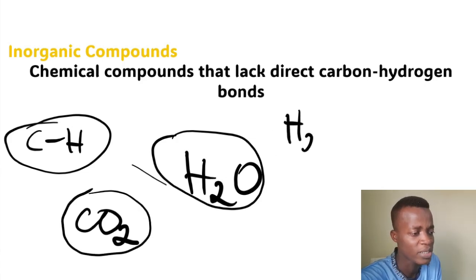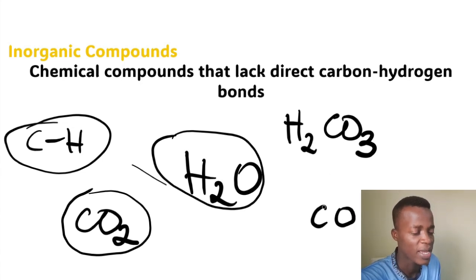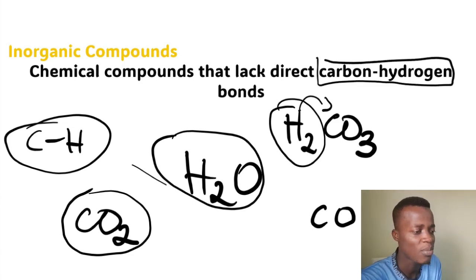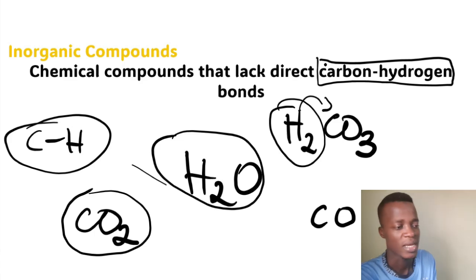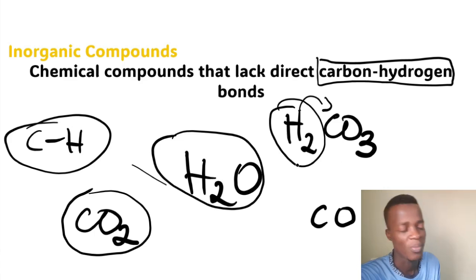Someone will say, what about H2CO3? So H2CO3, you have hydrogen here, you have carbon here. But if you do the structure of this bond, these two hydrogens are not bonded to carbon. They are bonded to the oxygen. That's why I'm saying there's no direct carbon to hydrogen bonding inside. That's the basic thing that you can use. So H2CO3 is an inorganic compound as well.